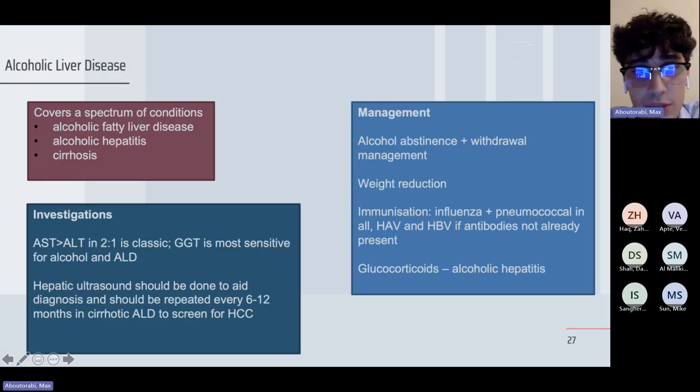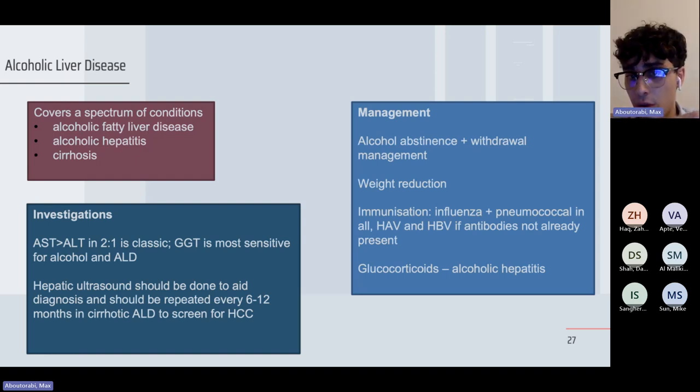So the first condition we're going to cover is alcoholic liver disease. This is more of an umbrella term for a spectrum of conditions. The first stage is alcoholic fatty liver disease, and this is characterized by something called hepatic steatosis. This is when you get fatty infiltrates within the liver and between the hepatocytes.